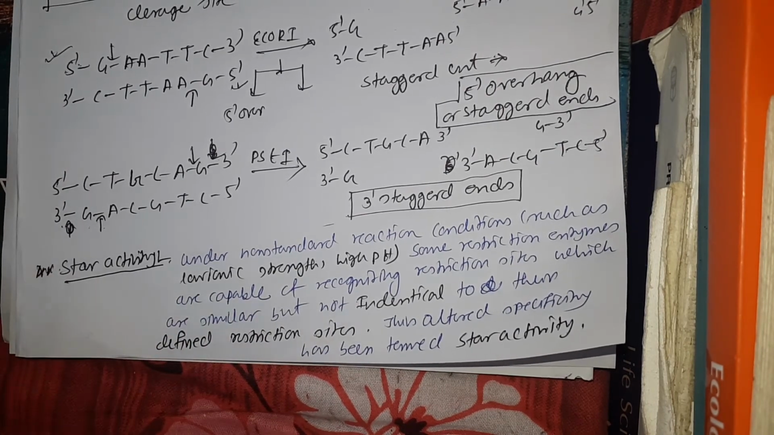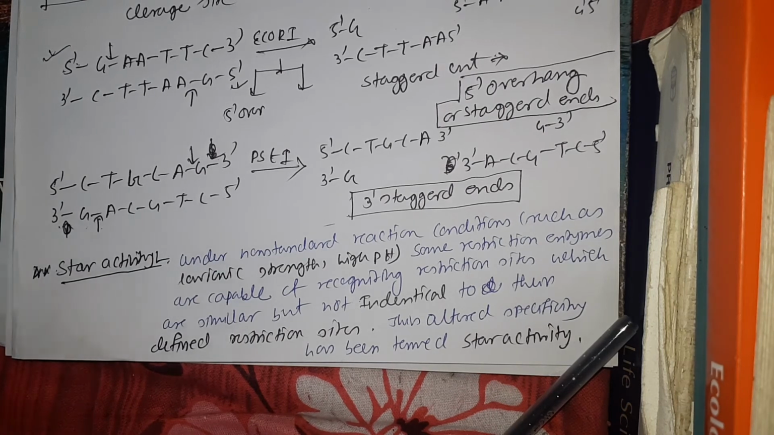Okay, that was the main topic for today's lecture, and there is an additional thing too, that is star activity. Suppose in non-standard conditions, that means if there is low ionic strength or high pH condition, some restriction endonucleases have the ability to recognize a similar restriction site but not identical to their defined restriction site.